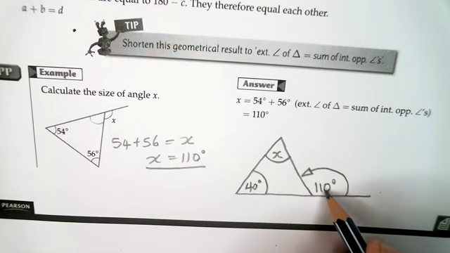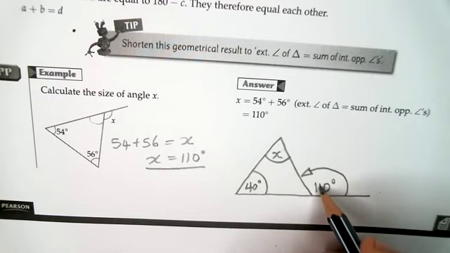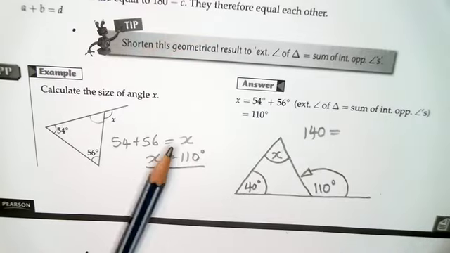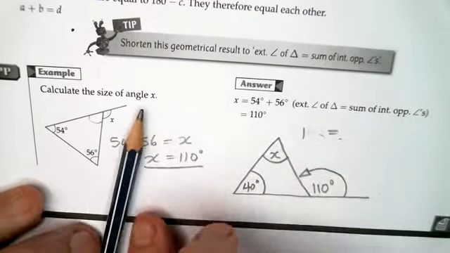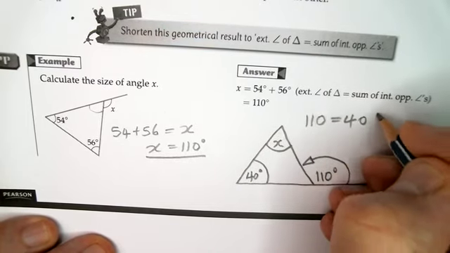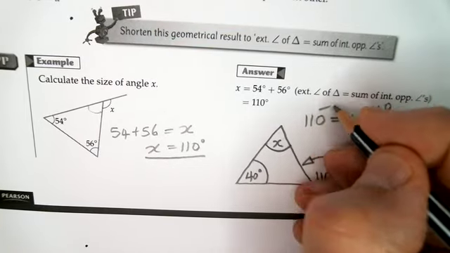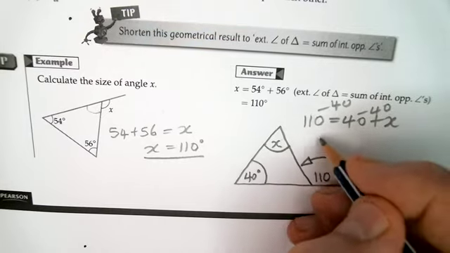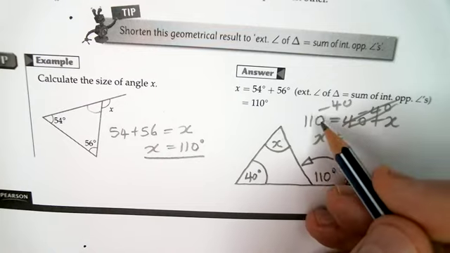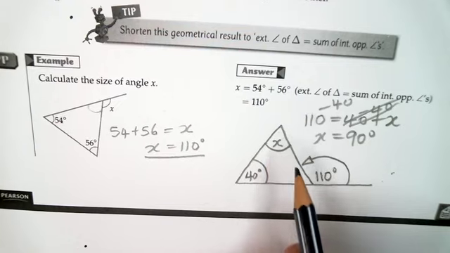Well, we know that the exterior angle is the sum of the two interior opposite angles. So in other words, 110, the exterior angle, is equal to 40 plus X, which of course means that X, if I subtract 40 from both sides, there it is, X is going to equal, we're going to have 40 minus 40 is 0, 110 minus 40 is 90. So in this case, X would equal 90 degrees.